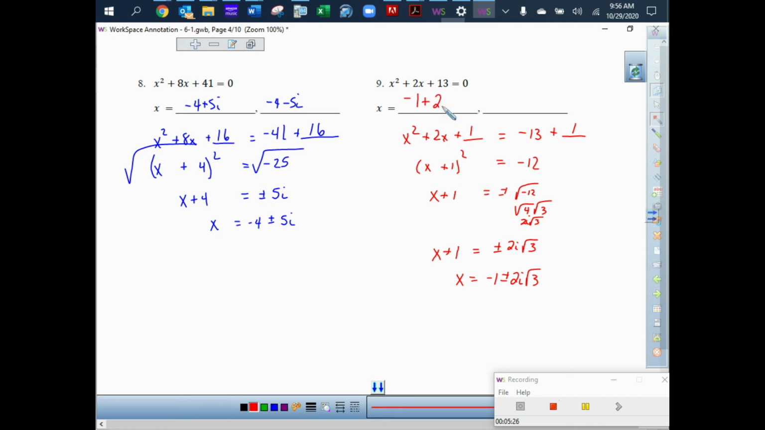We got a plus. It doesn't matter which one comes first. One of them is a plus, one of them is a minus 2i square roots of 3. So we completed the square on these because a is 1 and b is even.